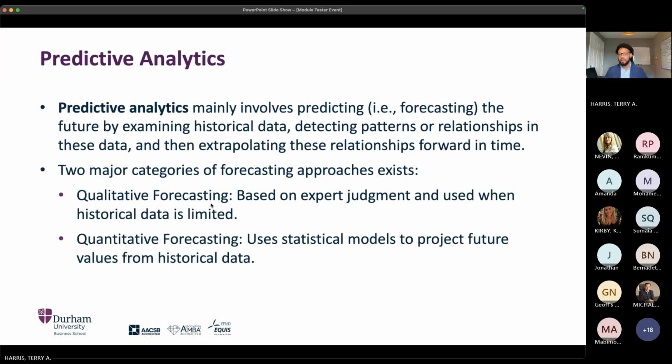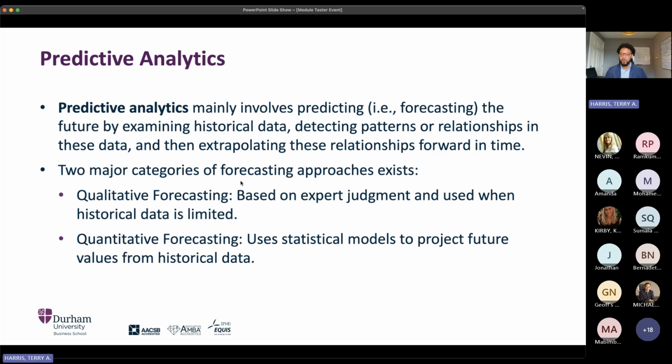The main focus of predictive analytics is to predict or forecast the future by examining data that's obviously recorded in the historical record, right? So we're trying to examine historical data in order to detect patterns and relationships in these data and to extrapolate these patterns and relationships forward in time to make predictions or to understand relationships.